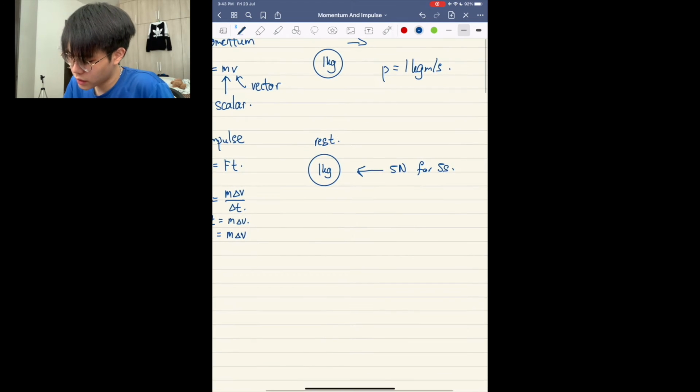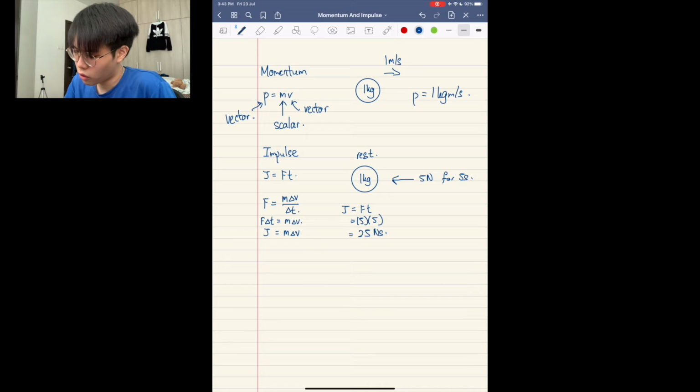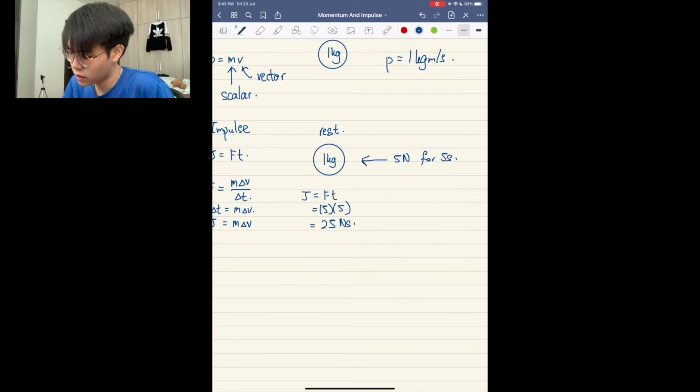The impulse is easy. We just need to use J equals Ft, so J equals 5 times 5. So it's equal to 25 Newton second. The unit for impulse is Newton second.